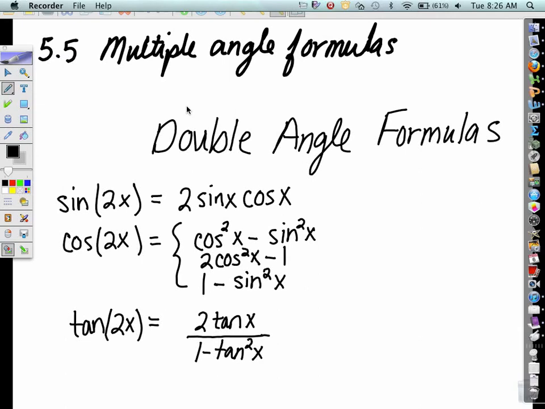Go ahead and look into section 5.5. There's going to be two separate videos. In this first video, we are going to look at the double angle formulas.